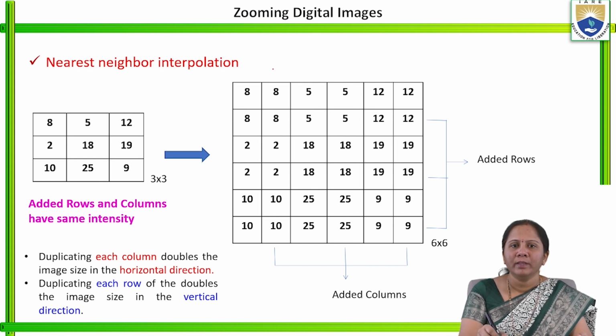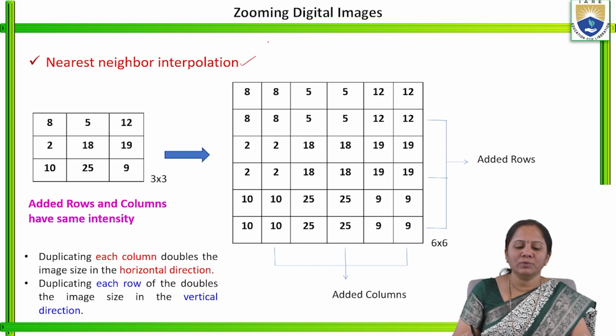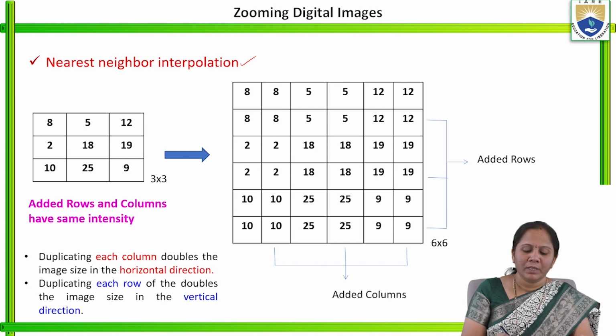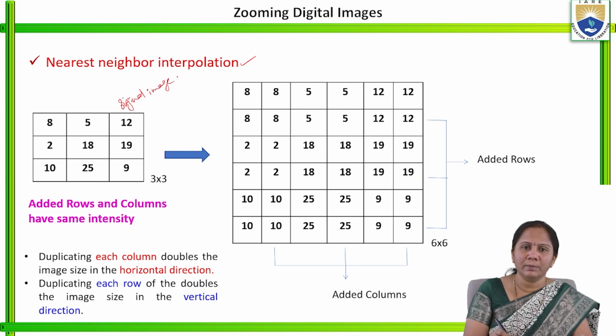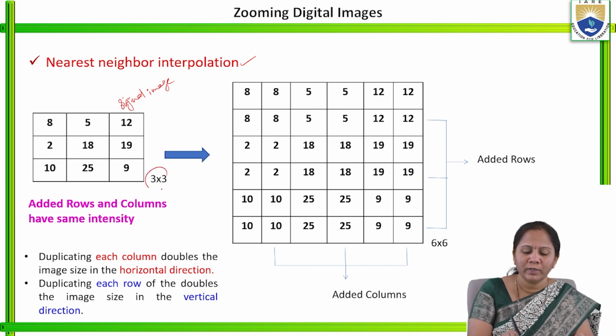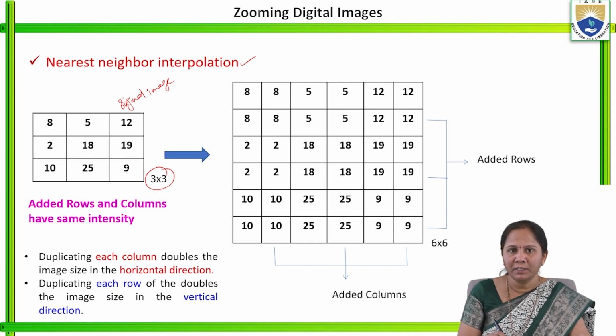So here, consider the example, which we have solved using nearest neighbor interpolation. This is the original image, whose size is 3 by 3. It consists of different intensity levels.